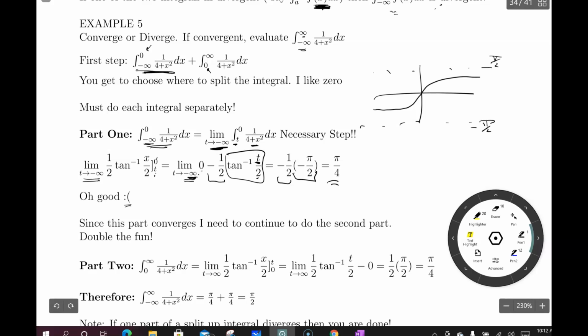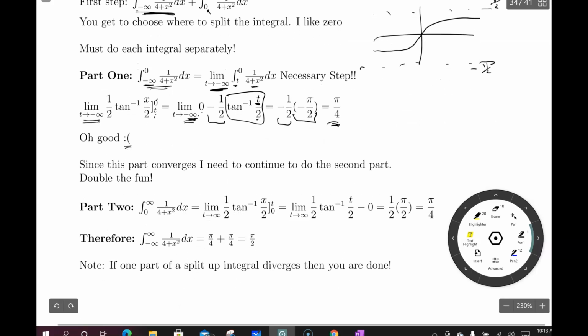Okay, good. And the reason I'm saying sad face is because you have to do the second part. If you had gotten infinity here, we would have been done. So this is double the fun, right? You get to do 2 problems in one. So here's 0 to infinity. I just took the antiderivative, and there's the t, and there's the 0, and I'm letting t go to infinity. Then I'm going to plug in the t and subtract off, plugging in the 0.